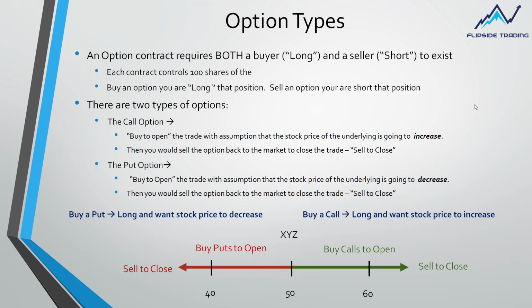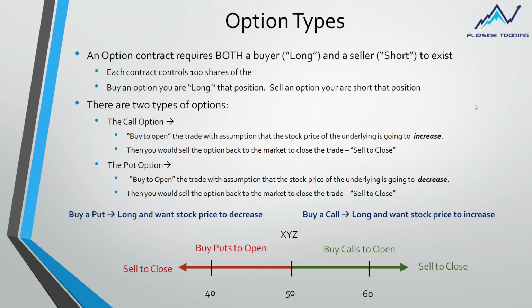All right, now we want to be bearish, right? If we want to be bearish, are we going to buy a put or buy a call? That's right, we're going to buy a put. We're going to buy that to open. We're going to assume that the price is going to decrease. As that price decreases, we're going to sell that to close, right? Just the inverse. Okay, that's the fundamentals that we're talking about.